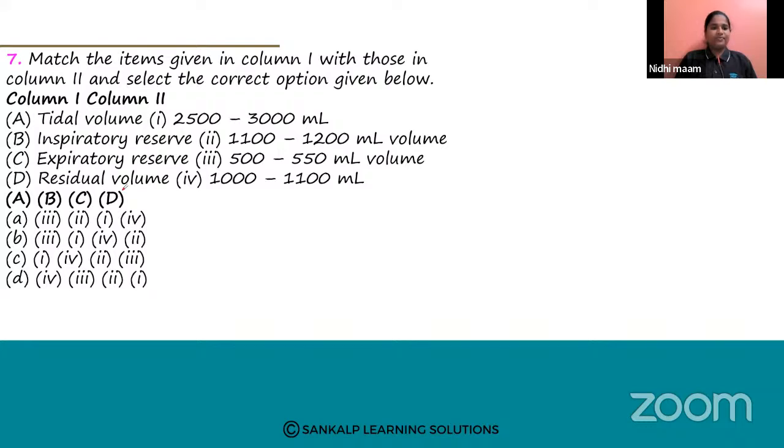Tidal volume, that is 3, 500 to 550 ml. So this is A. Then we have 1, that is inspiratory reserve, so that will always be 2500 to 3000 ml. Expiratory reserve, the 4th one, is 1000 to 1100 ml. Then residual volume is always 1100 to 1200 ml. So this is D. Yeah, so this is how you have to match.